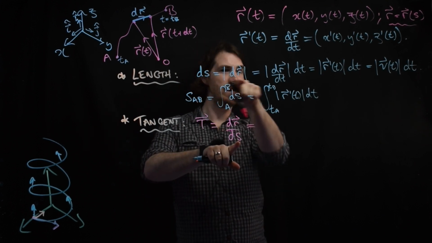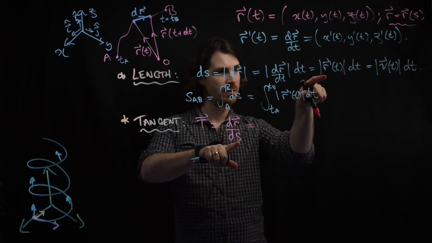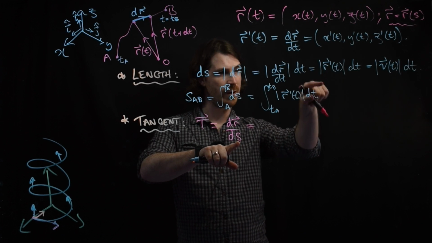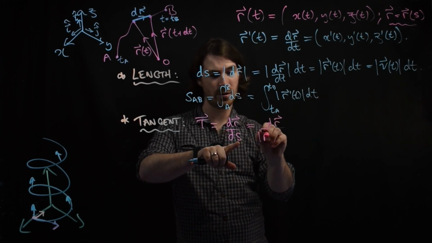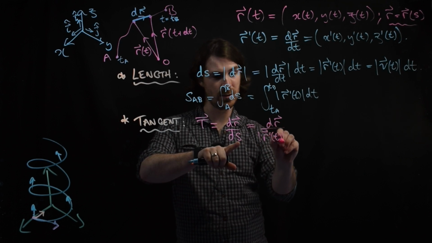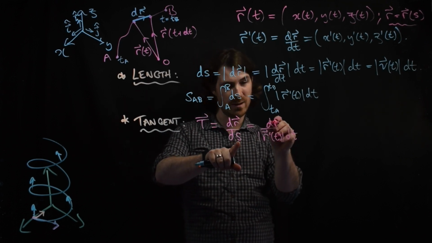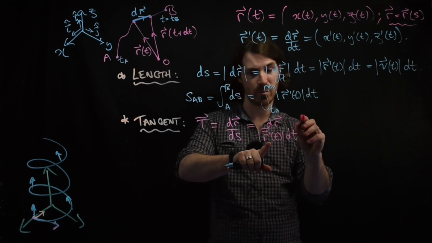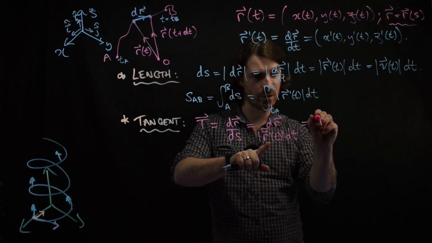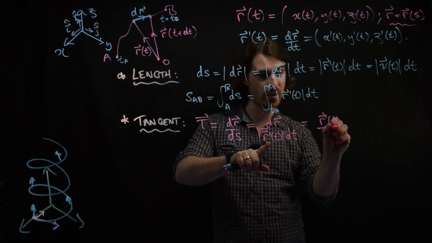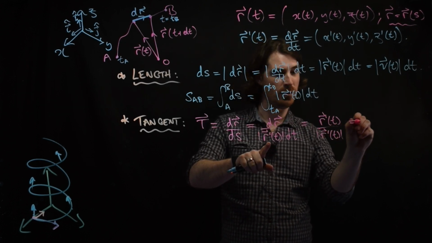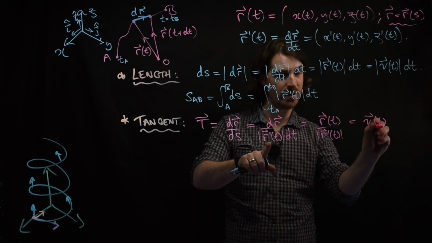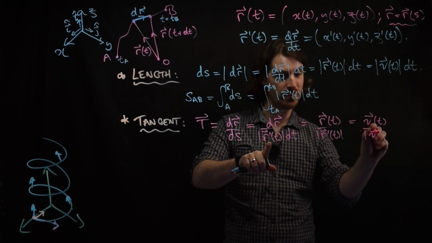Again, ds is just this thing, magnitude of r prime dt. So this is dr by the magnitude of r prime of t dt, and dr by dt is nothing other than r prime. So this is just r prime of t divided by the magnitude of r prime of t, or the velocity vector divided by the magnitude of the velocity vector.